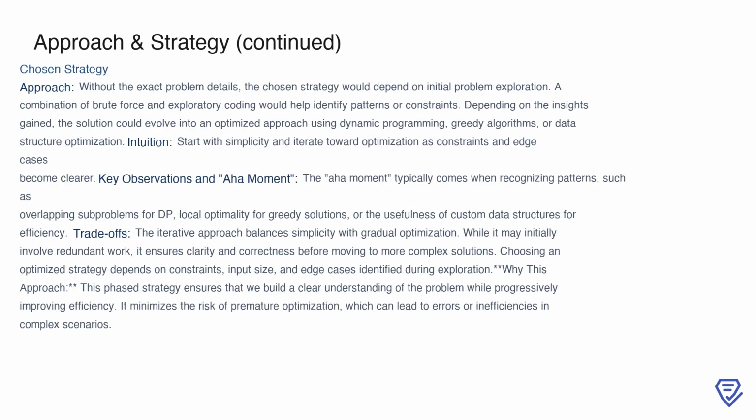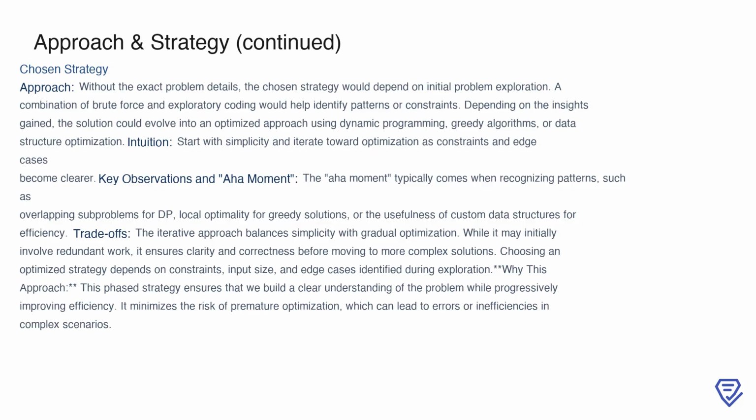The chosen strategy for solving a problem, especially when its details are unclear, often starts with exploratory coding. Beginning with a brute force approach allows us to understand the problem's mechanics and identify key constraints. From there, the solution can evolve based on the insights gained. For example, if patterns of overlapping subproblems emerge, dynamic programming might be appropriate. If the problem involves making optimal choices at each step, a greedy algorithm could be effective. Alternatively, certain constraints might point to the use of custom data structures for optimization. The iterative approach of starting simple and gradually refining the solution ensures clarity and correctness at each stage.